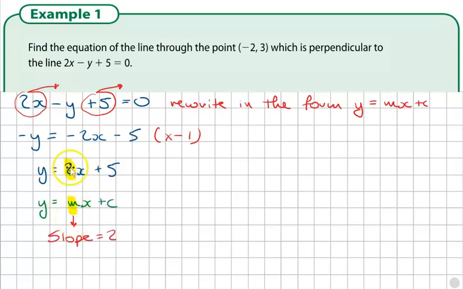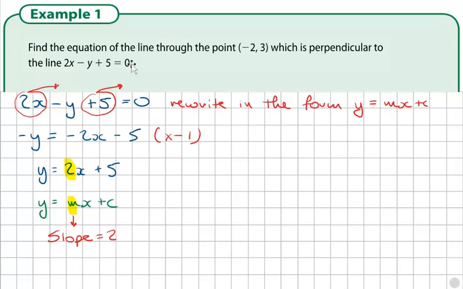So we can just read off the slope now. It's the number in front of the x. Now that the line is in the form y equals mx plus c, 2 is the slope. The slope of this line is 2. We are asked to find the equation of the line through the point minus 2, 3, which is perpendicular to the line 2x minus y plus 5 is equal to 0.